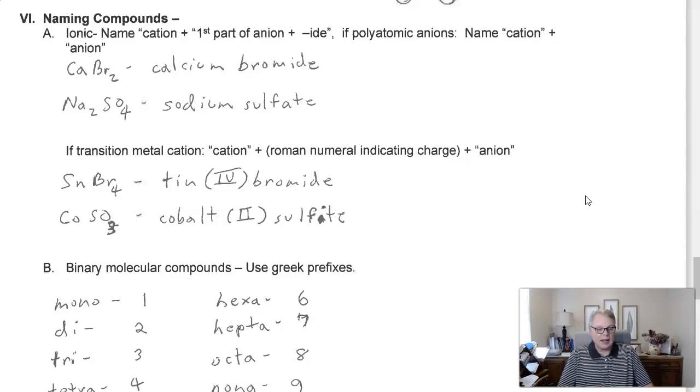It's kind of almost like the hypo-ite, 8 per 8 thing there. Yeah, we don't want to do that. All right. So what do I do if I've got a transition metal?